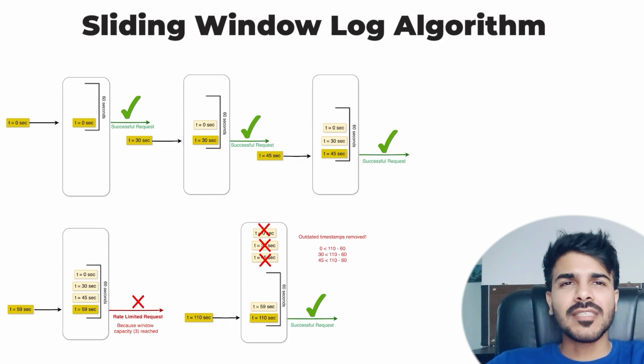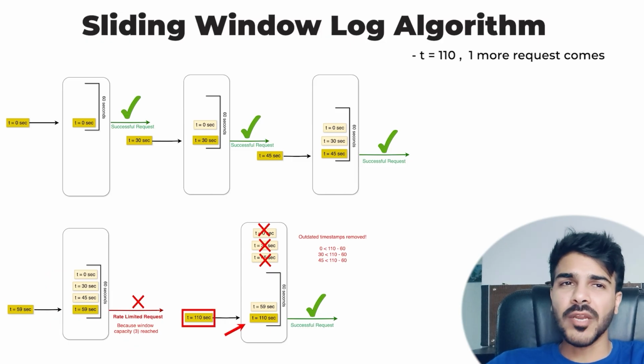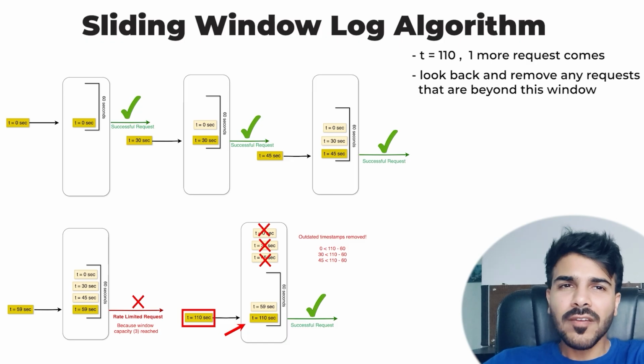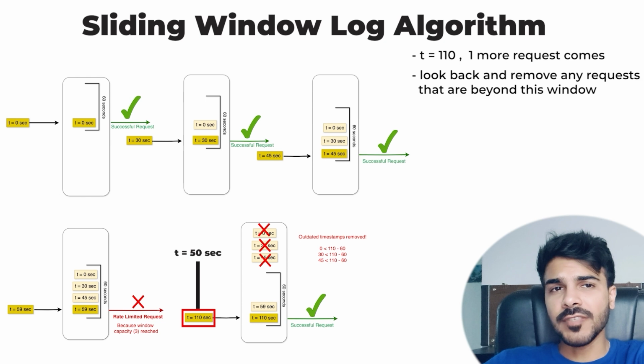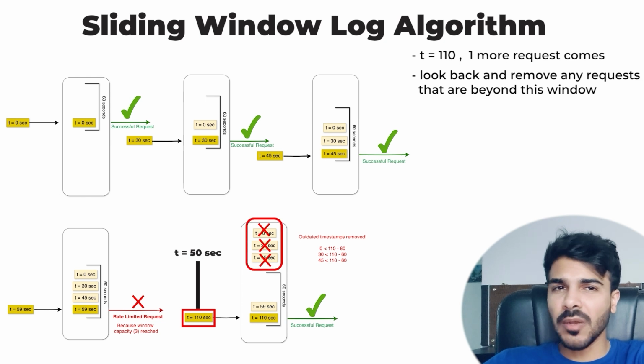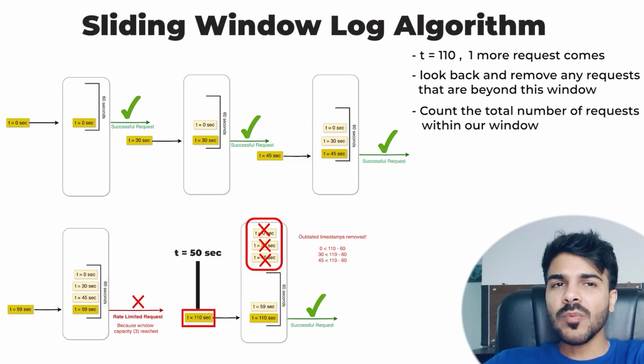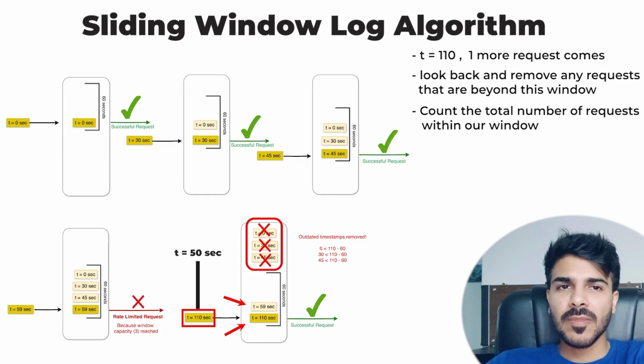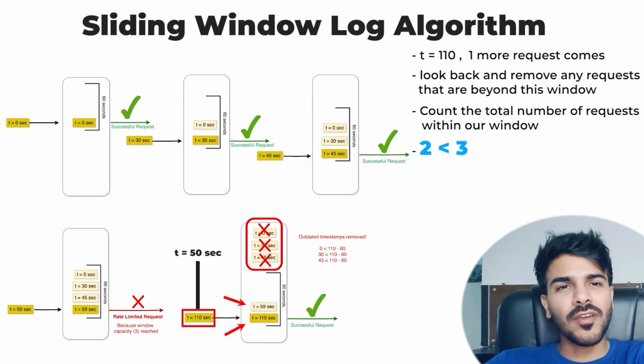Now let's say that at t is equal to 110, we get another request. First, we look back and remove any requests that are beyond this window. Now, given that our look back window has a size of 60, it will go from our current timestamp of 110 till 50. Now we have 3 requests which are beyond 50. We remove all of them. Next, we count the total number of requests within our window, which is 2. T is equal to 59 and T is equal to 110. Now 2 is again within our limits and therefore this request is allowed and is a successful request.